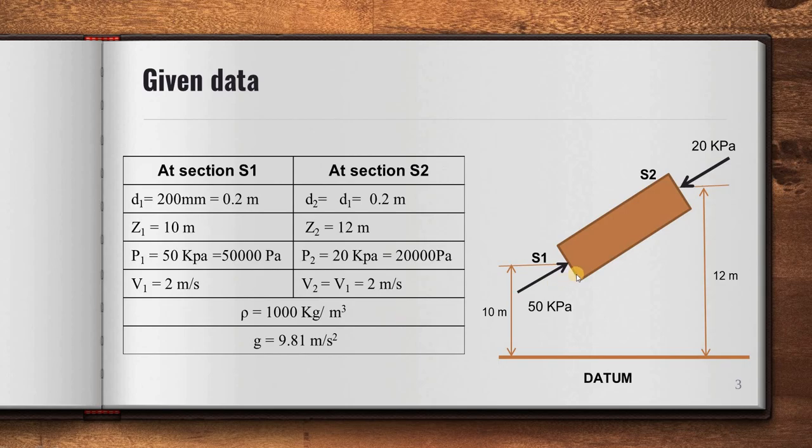Again this pipe is a uniform diameter, constant diameter pipe. Therefore the velocity at section S1 is equal to the velocity at section S2. The velocity they have given, V1, is 2 meter per second, so obviously the velocity at section S2 should be 2 meter per second. So V1 equals V2, and that is 2 meter per second. Again, in the problem they have mentioned the density of the water, that is 1000 kg per meter cube, and acceleration due to gravity is 9.81 meter per second square. So this is the given data in the problem. Now we'll go for the solution.